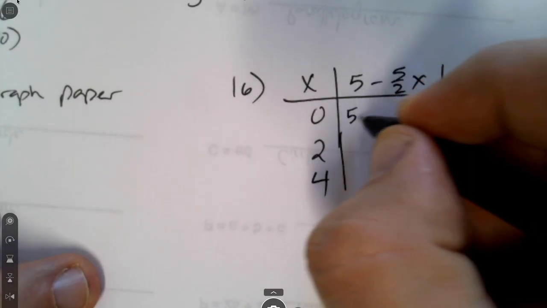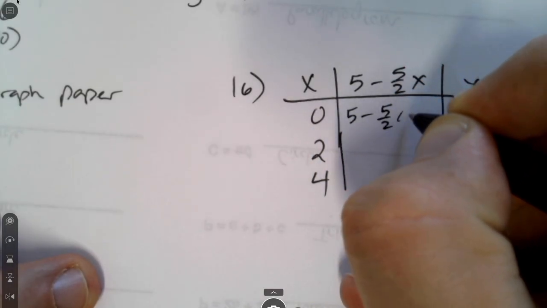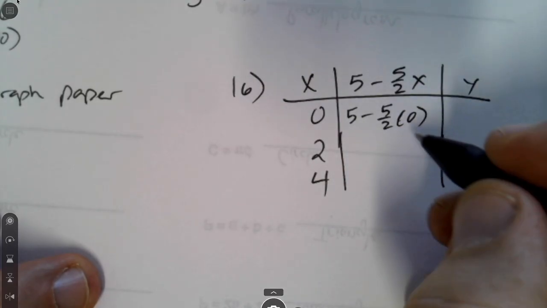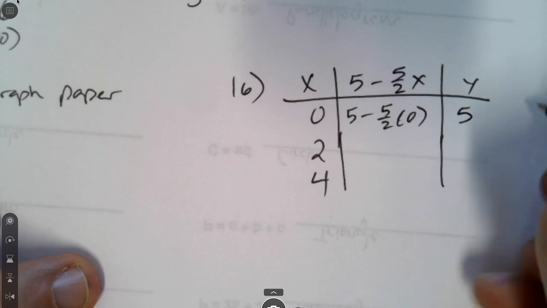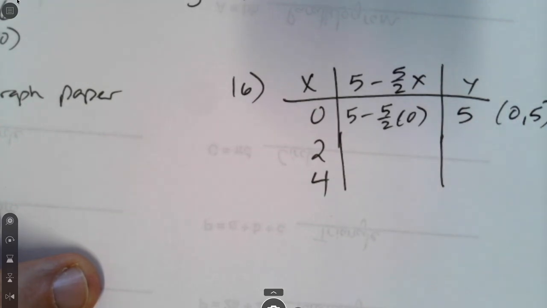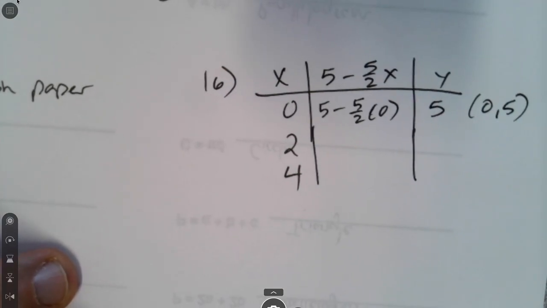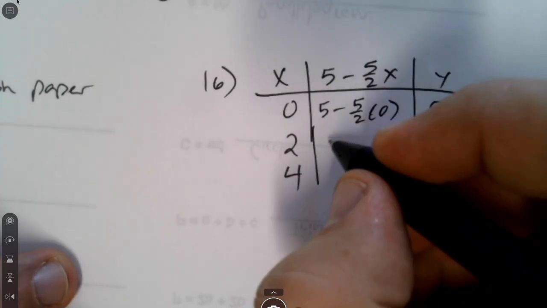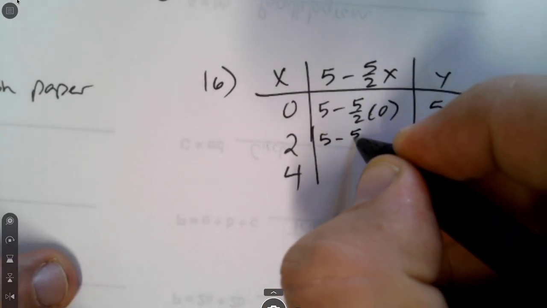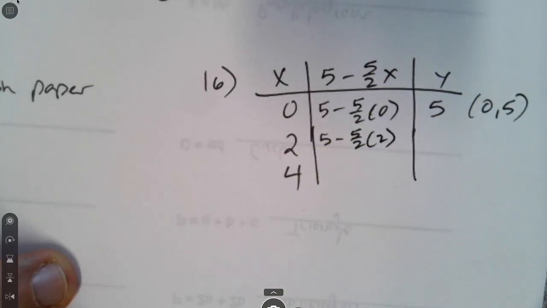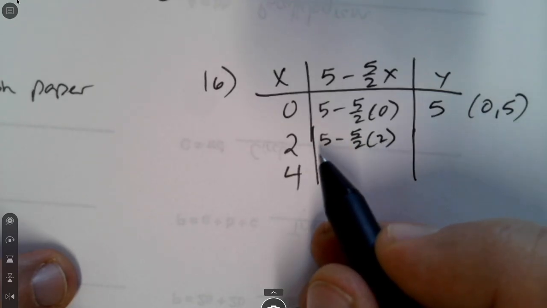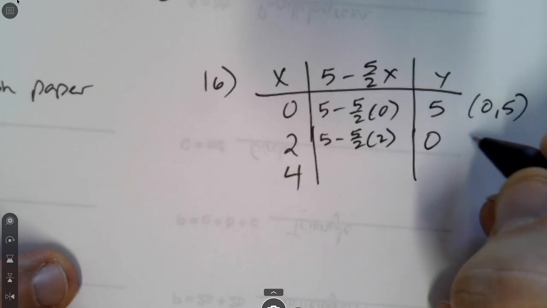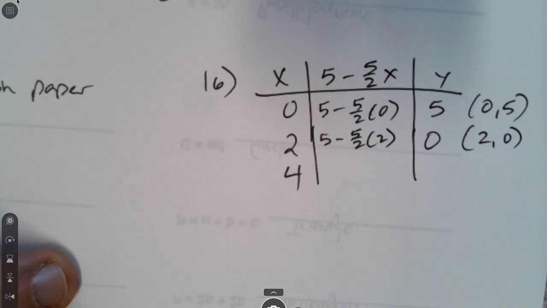So I do 5 minus 5 halves times 0. 5 halves times 0 is 0. 5 minus 0 is 5. So that gives me the ordered pair 0, 5. Now I'll plug in 2. 5 halves times 2 is 5. 5 minus 5 is 0. So we get the point 2, 0.